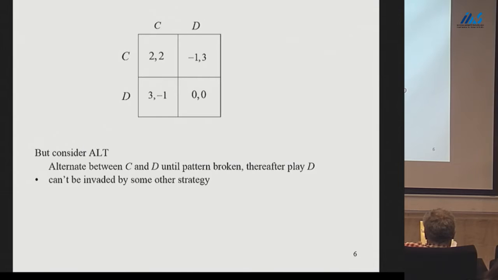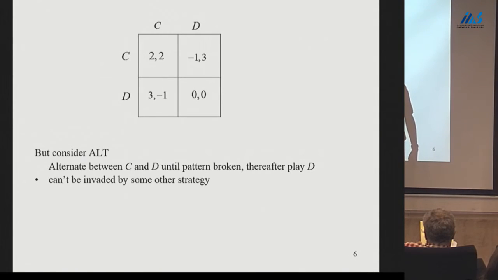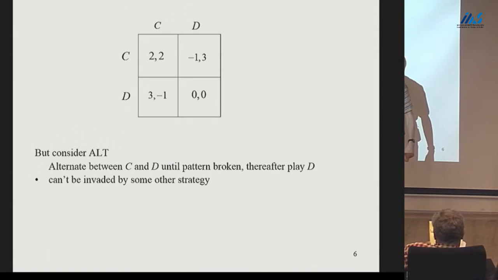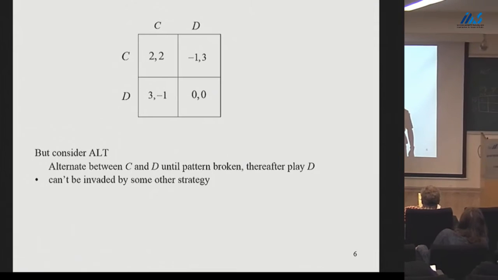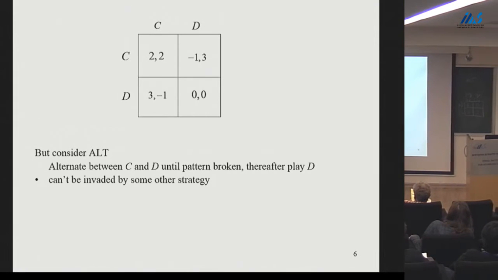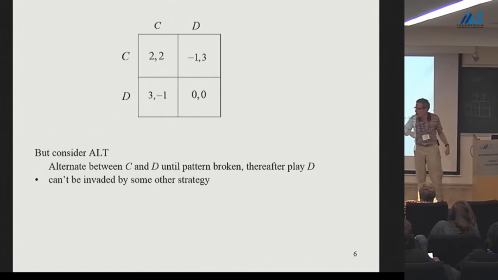Now, can alt be invaded by another strategy? Alt's not very cooperative. It gets a long-run average payoff of 1 rather than 2, right? 0 half the time, 2 half the time, averaging out to 1, if it's playing another alt.